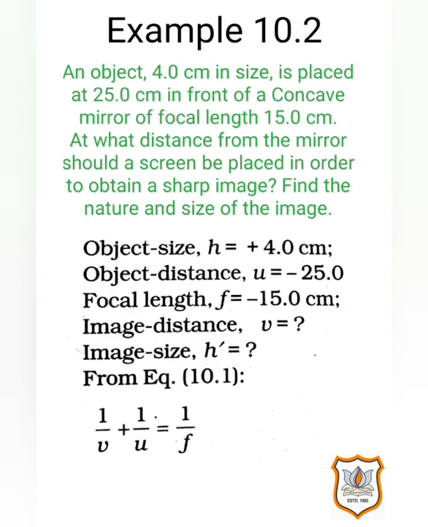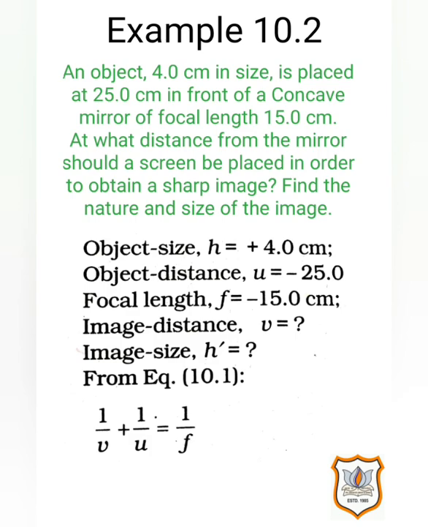Next, example 10.2. An object 4.0 centimeter in size is placed at 25.0 centimeter in front of a concave mirror of focal length 15.0 centimeter. At what distance from the mirror should a screen be placed in order to obtain a sharp image? Also find the nature and size of the image.